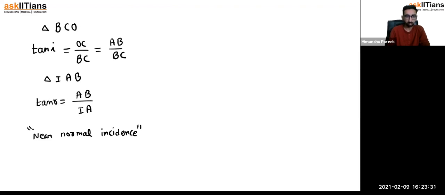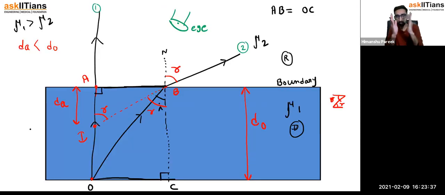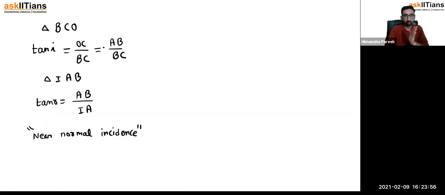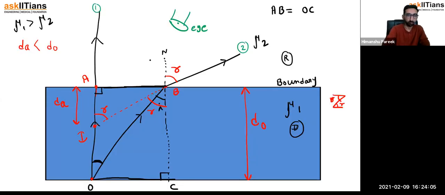So what is this near normal incidence? Near normal incidence is telling you that these light rays are very close to the normal. Though this angle looks very big to you, it is not very big, it's a very small angle. I have drawn the magnified image, you can see that this angle is not very big. So if this angle is very, very small, then I can simply write tan I is equal to I, and tan R becomes R when the angles are small. So this we should always remember, that this is for the near normal incidence. It's a very important point.